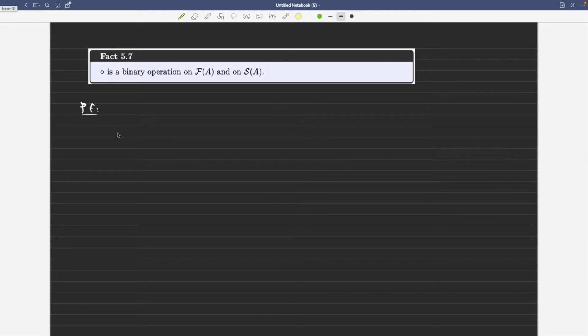So when equal functions are composed with equal functions, you get equal results. So let's do that. First of all, let's talk about why the domain of composition is all of F of A cross F of A. So like I said, we do composition on F of A, and then we'll talk about why it's true on S of A afterward.